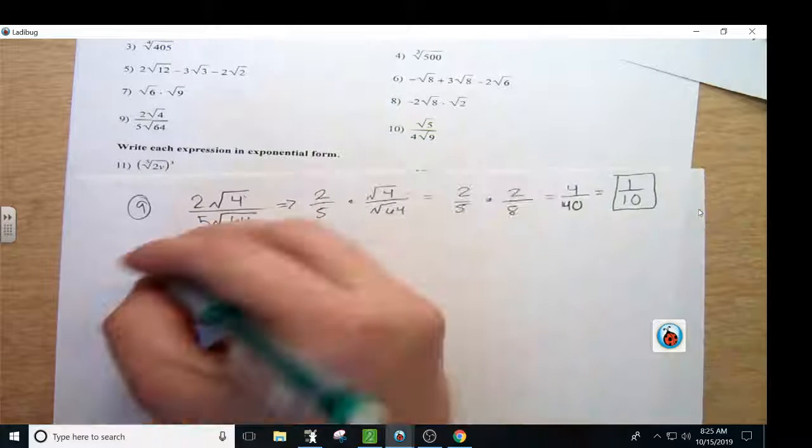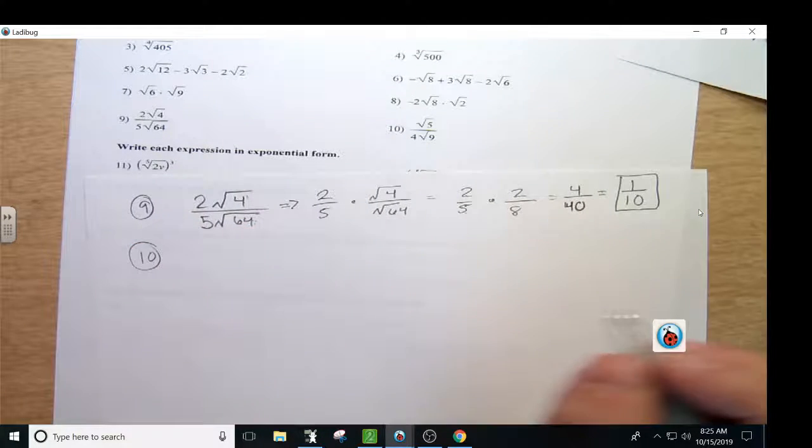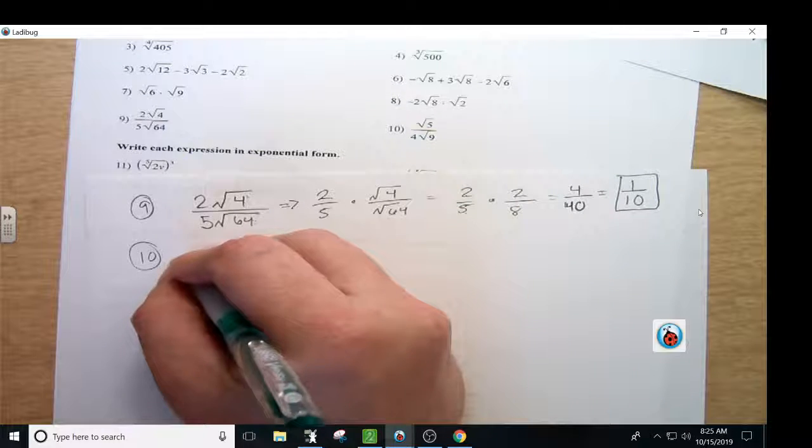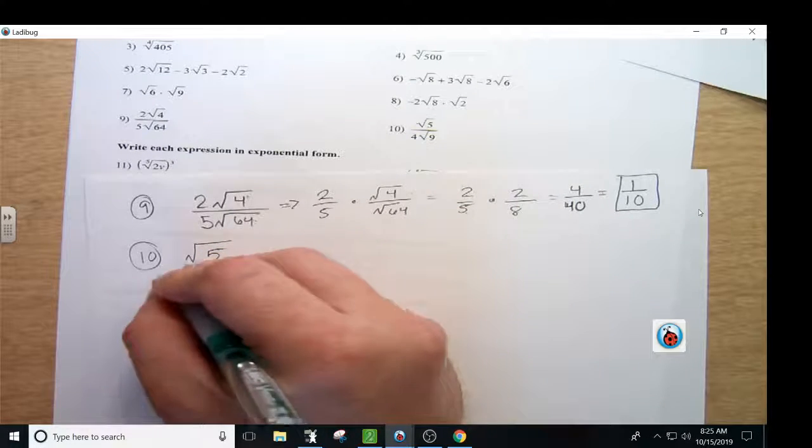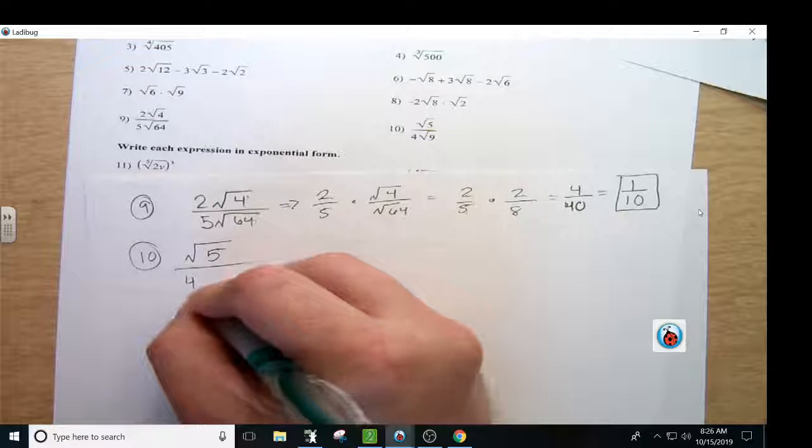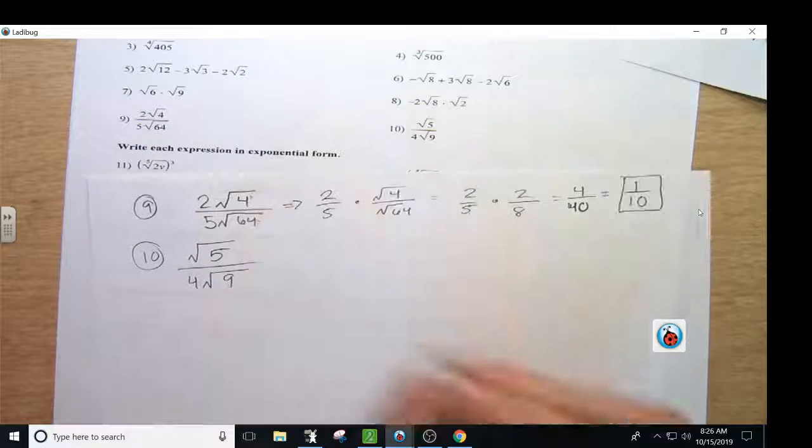Guys, let's do just to see one like it. Let's do one like number 10, even though it's an odd even one. Let's go ahead and do it so we can see one that's not a perfect square. Okay.